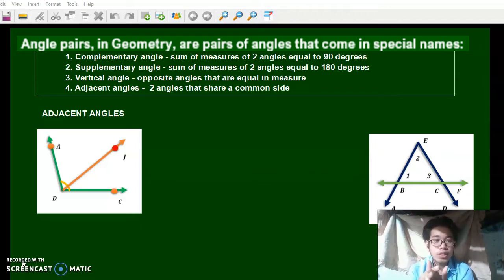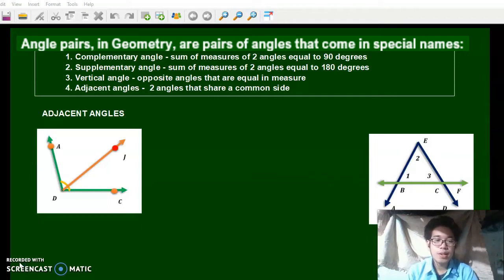Then we have adjacent angles. These angles are the simplest type of angle pairs. They are two angles that share a common side. So that's going to be our first topic for today. The first one is about adjacent angles.